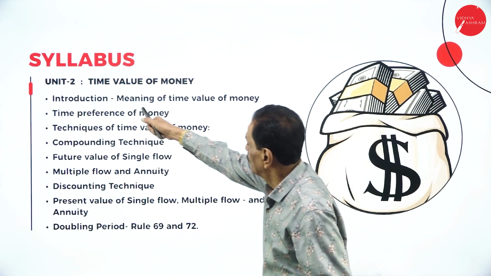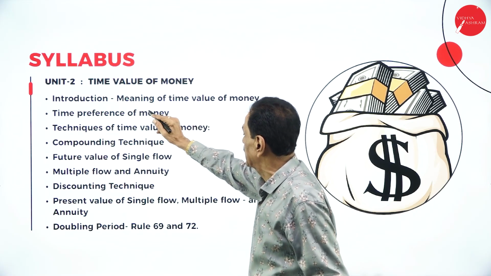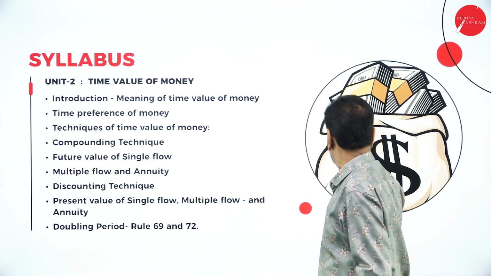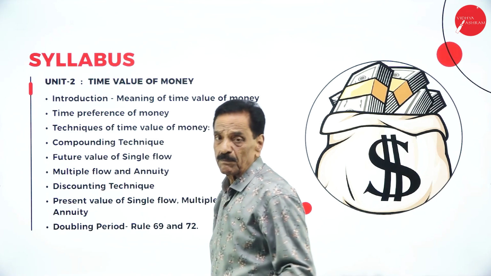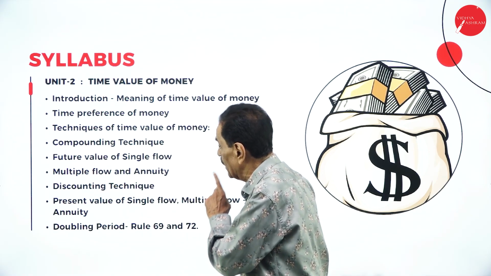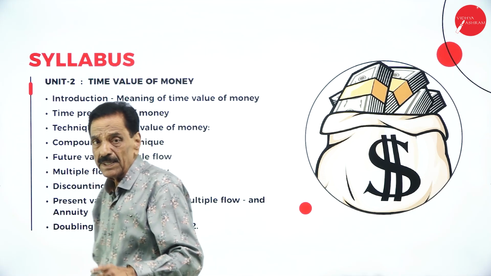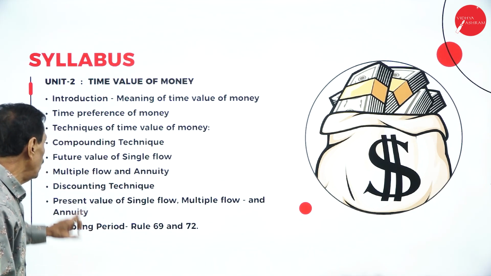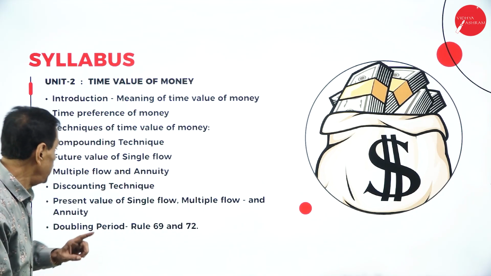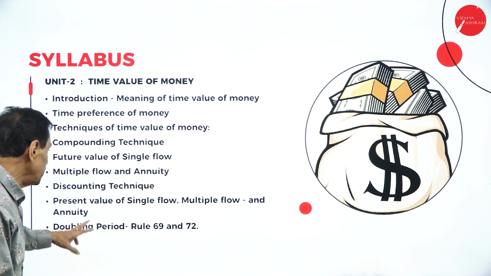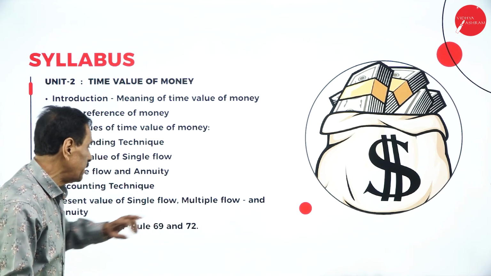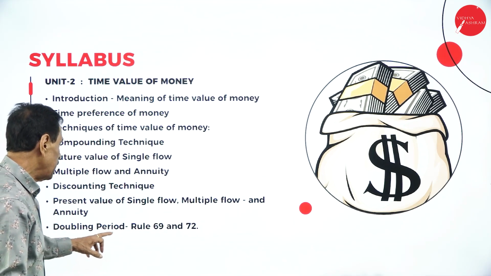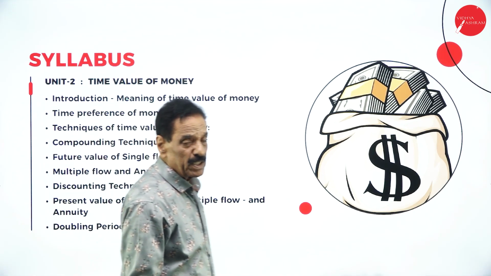Then, Unit 2. Time value of money: introduction, meaning of time value of money, time preference of money, techniques of time value of money, simple interest, compound interest, future value of single flow, multiple flow and annuity, discounting technique, present value of single flow, multiple flow and annuity, doubling period rule, numbers 69 and 72.